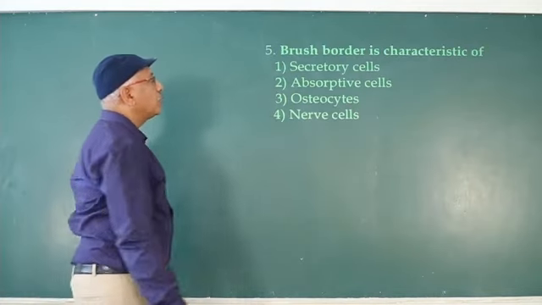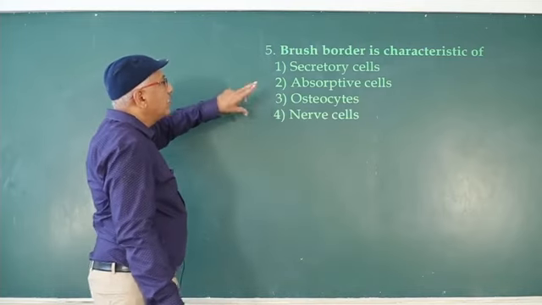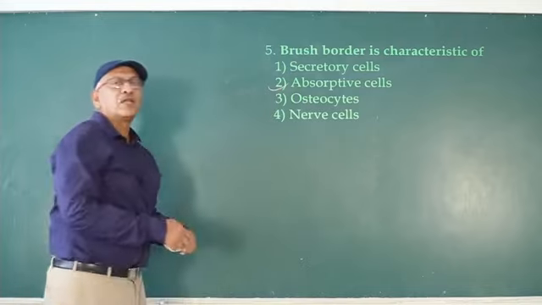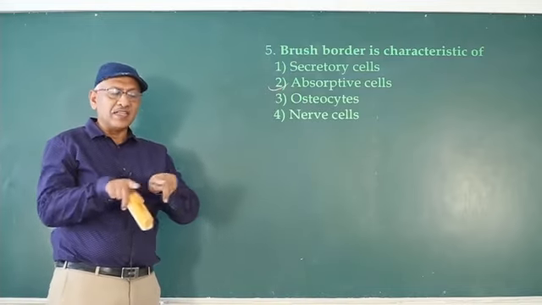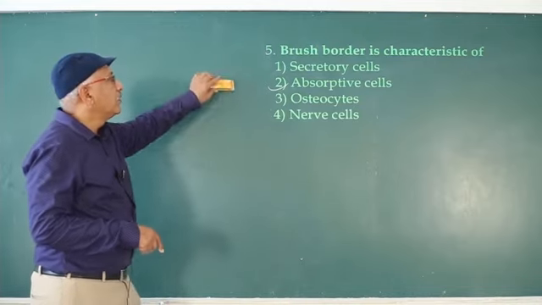Next question: brush border is characteristic of absorptive cells. Brush border means folds. They increase the surface area of absorption.